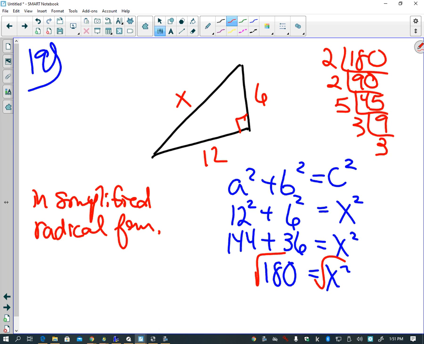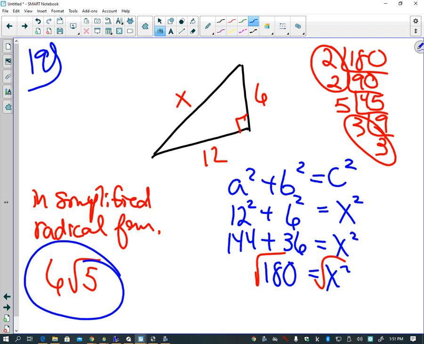I got 2 2s and 2 3s. So 6 radical 5 is my answer. Do you guys understand why it's 6? Because 2 pairs of 2s come out as 1 2. 2 3s come out as 1 3. 2 times 3 is 6, leaving me with 5 that remains inside the radical.